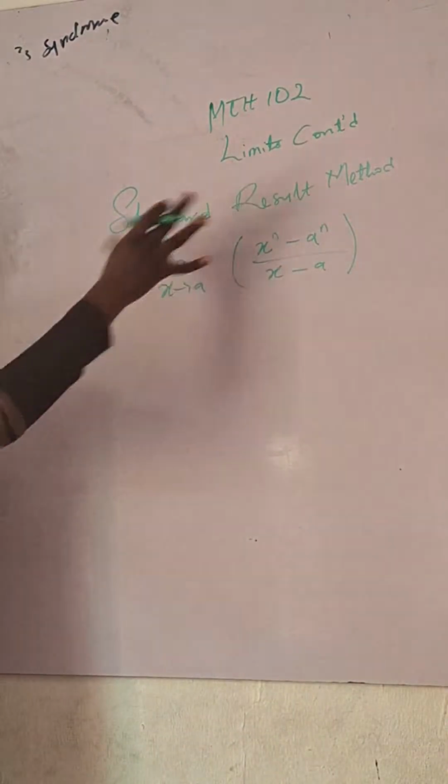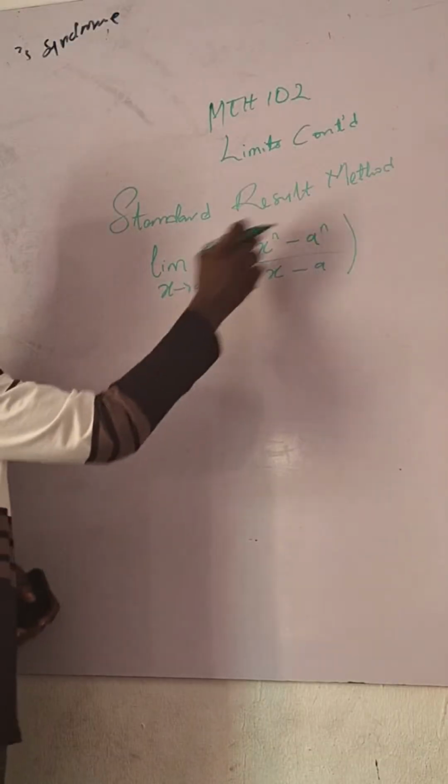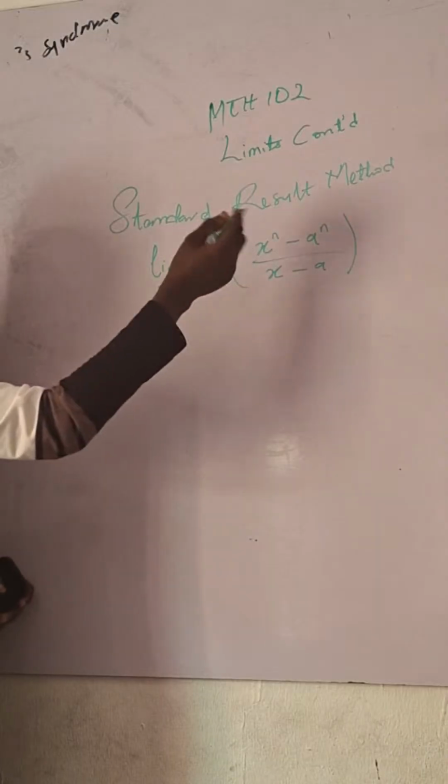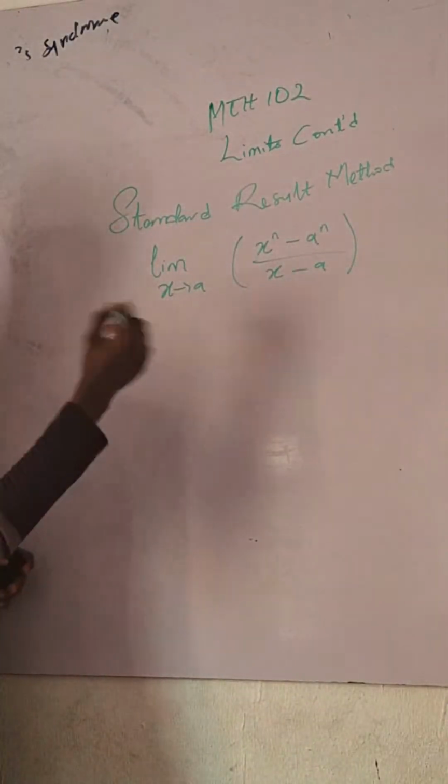When you have a limit like this, your question will always be x and a. It can be values and it can be variables, but this will be numbers, and in some cases it might be letters too. We have to use a formula to solve it.